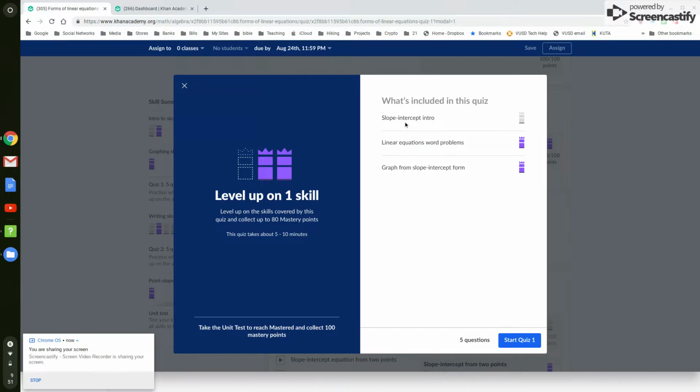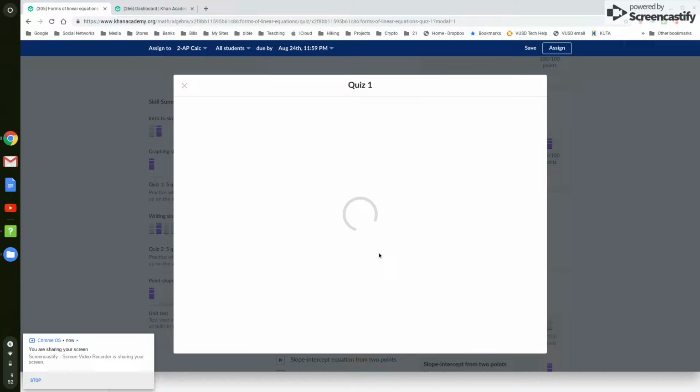It's going to ask me about these three things: slope intercept intro, linear equation word problems, graph from slope intercept form. We did this skill in class, and we did this skill. We did not do this one. So it's going to ask me about something that I don't really need you to master, but that's okay. It's not bad for you to do this. So I'm going to hit start quiz one. It's five questions. I'm not going to actually do them all. I just want to show you.